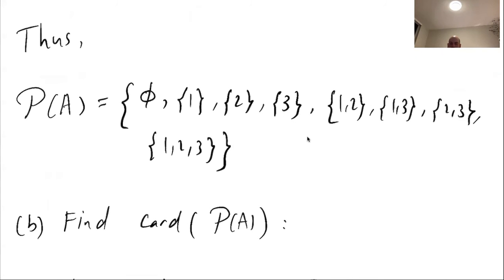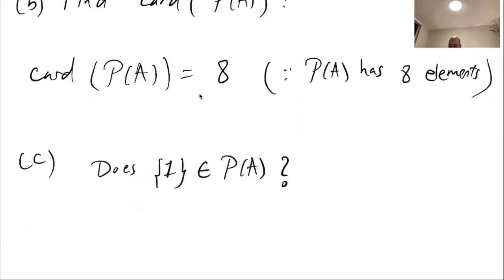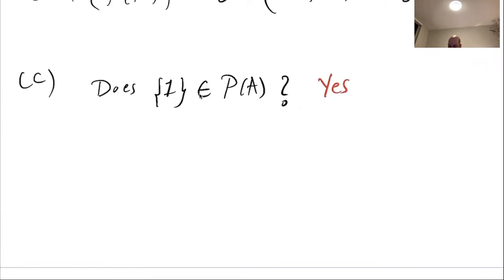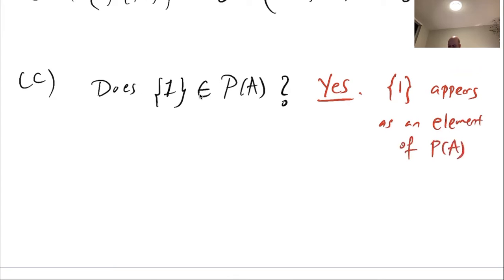When you want to see if something is an element of a set or not, you have to look at your set. Does that element appear here? See, this is the first element of P of A, this is the second element, this is the third element. So this element appears, right? So this is an element of P of A. So the answer is yes. 1 appears as an element of P of A.